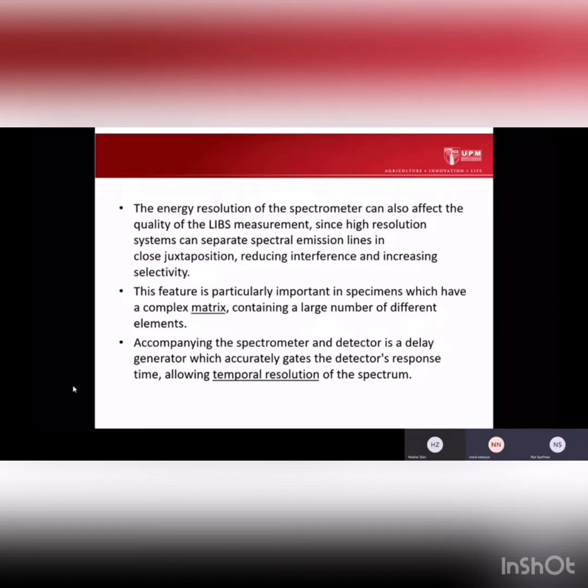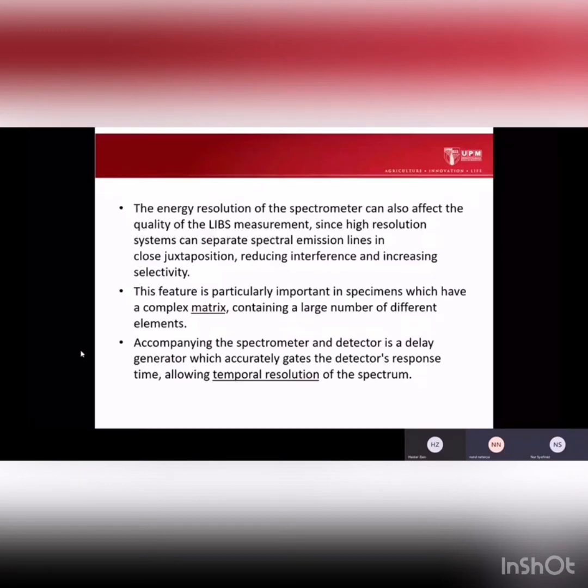Accompanying the spectrometer and detector, we also have a delay generator. The function of the delay generator is to get the detector's response time. We want to know the amount of time needed to acquire data for the exact same location. So that's the meaning of temporal resolution. We want to know the time needed to acquire data.